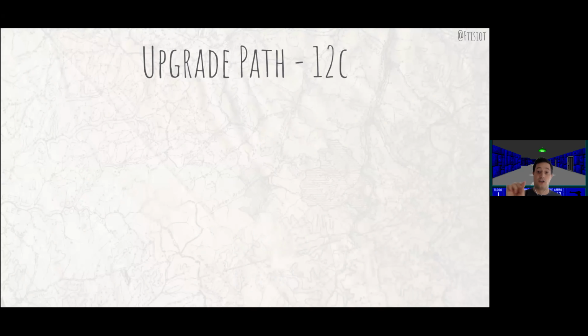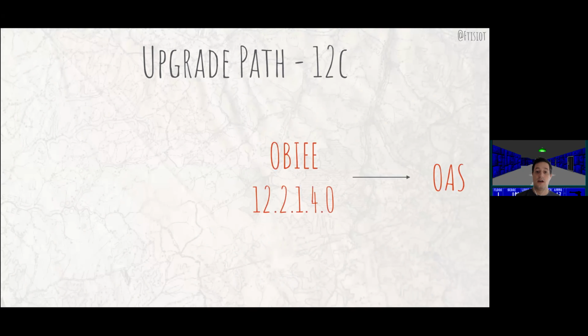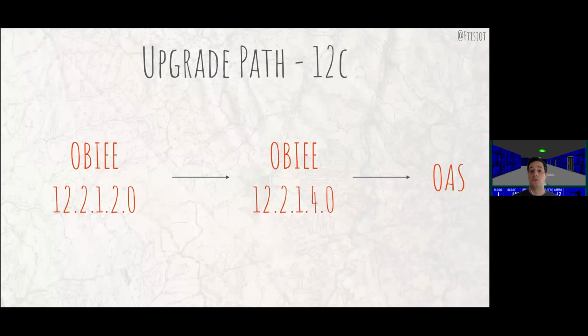Let's have a look at 12c in particular. You want to go to OAS. If you are on OBIEE 12.2.1.4, then you can do an in-place. But if you are on an earlier version, for example, the 12.2.1.2.0, you can still do an in-place to 12.2.1.4 and then another in-place to OAS. So the longer you are far from the latest OBIEE version, the more steps you need to do in order to do an upgrade to OAS.